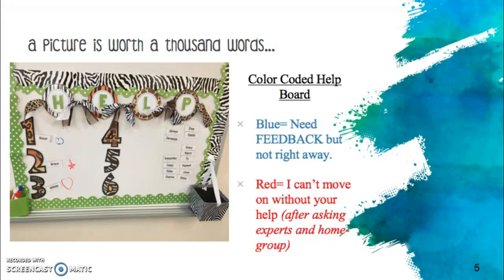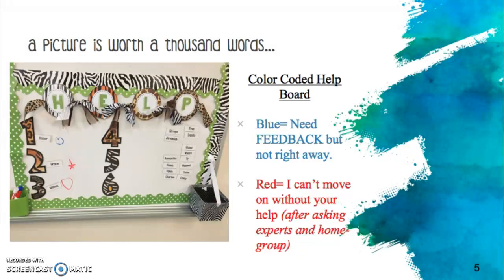Welcome back. Here's a picture of a help board from a kindergarten classroom, and they are able to color code their needs. As you can see, there are 3 students on the help board. The first student made a symbol in the color blue, which means she needs feedback on her work. She needs feedback, but not right away.